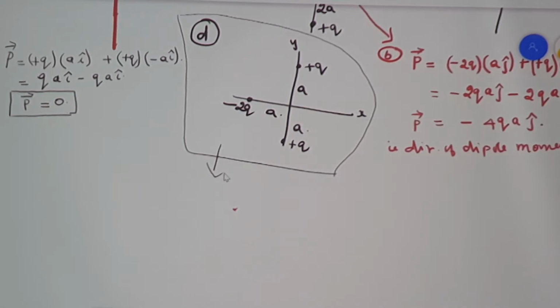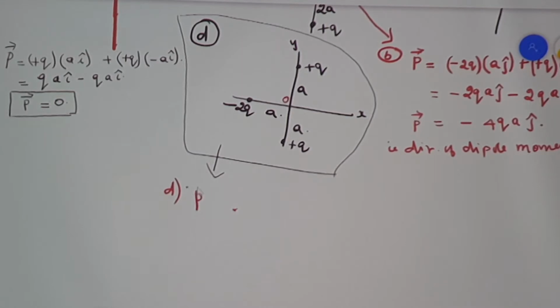And what is the answer for this D? You see, here you are having three charges. One is minus 2q along the x-axis at a distance of A from the origin. The second one at a distance of A along the positive y-axis. Another one plus q along the negative y-axis at a distance of A. So you follow the same procedure.